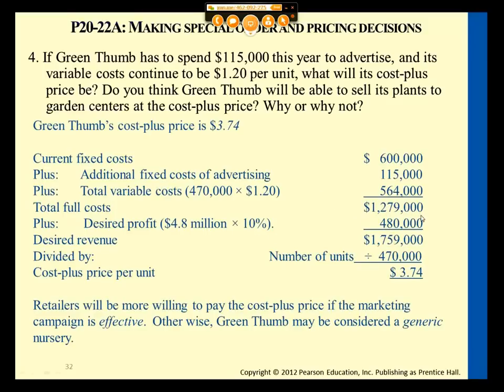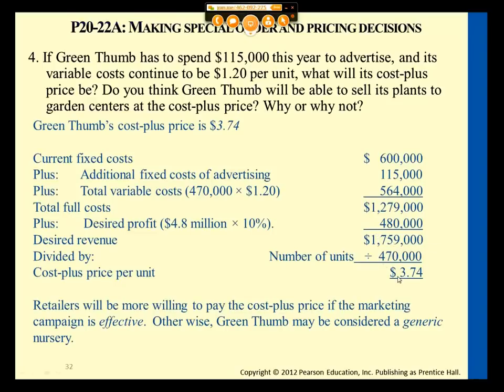Same calculation. Now this way, I can calculate my desired revenue. What is my desired revenue? It's an addition of my full costs and desired profit, right? The summation of the two. Now great, so I have that, but I need to figure out what is the cost plus per unit. I'll take my desired revenue and divide it by the number of units. So I divide it by 470.